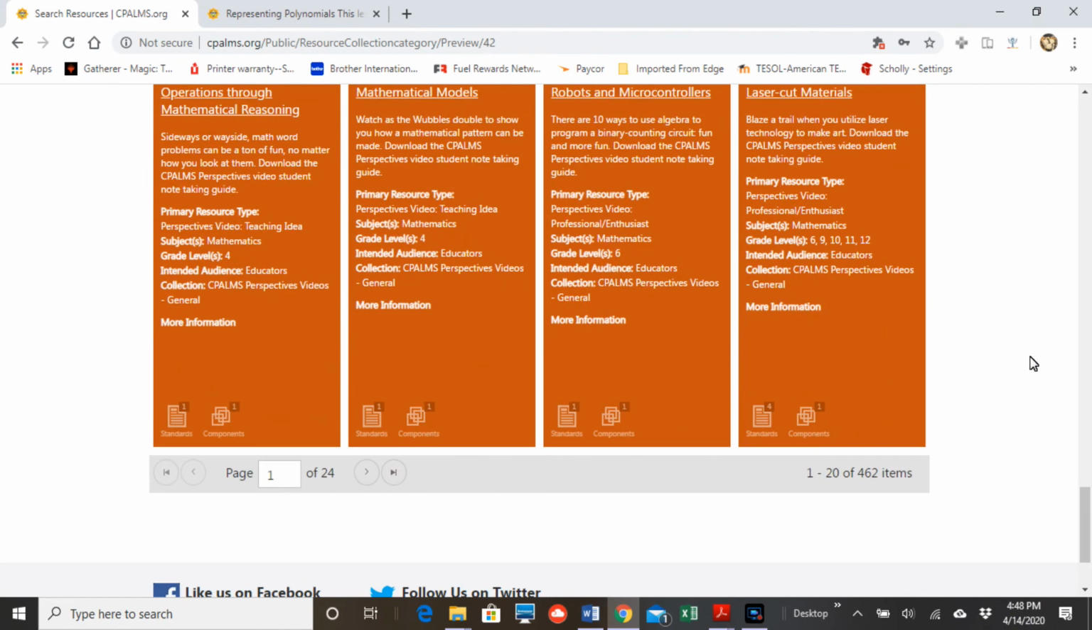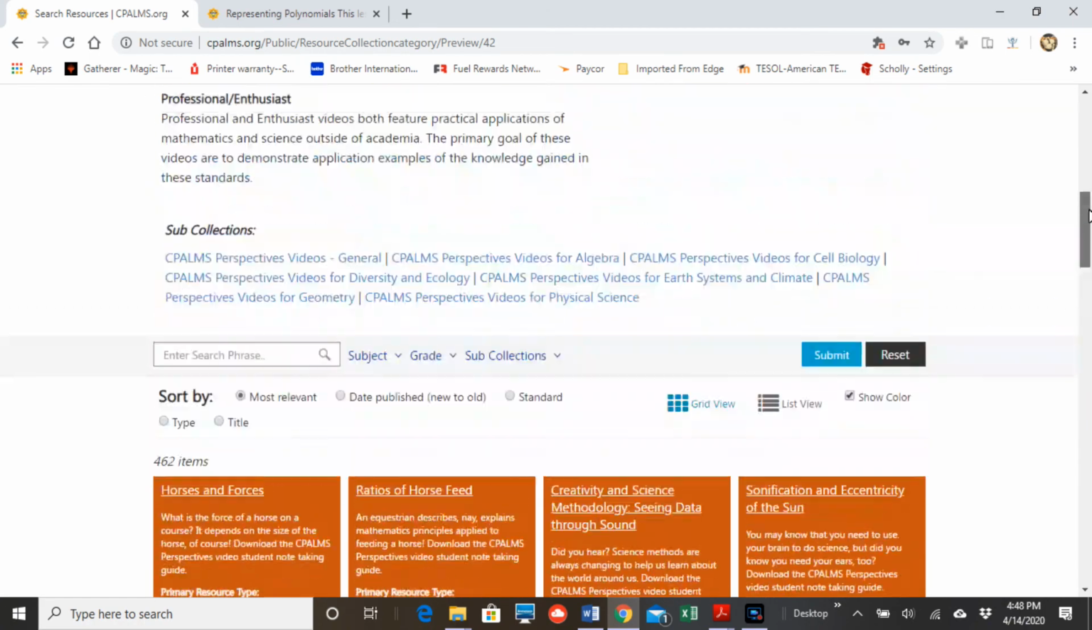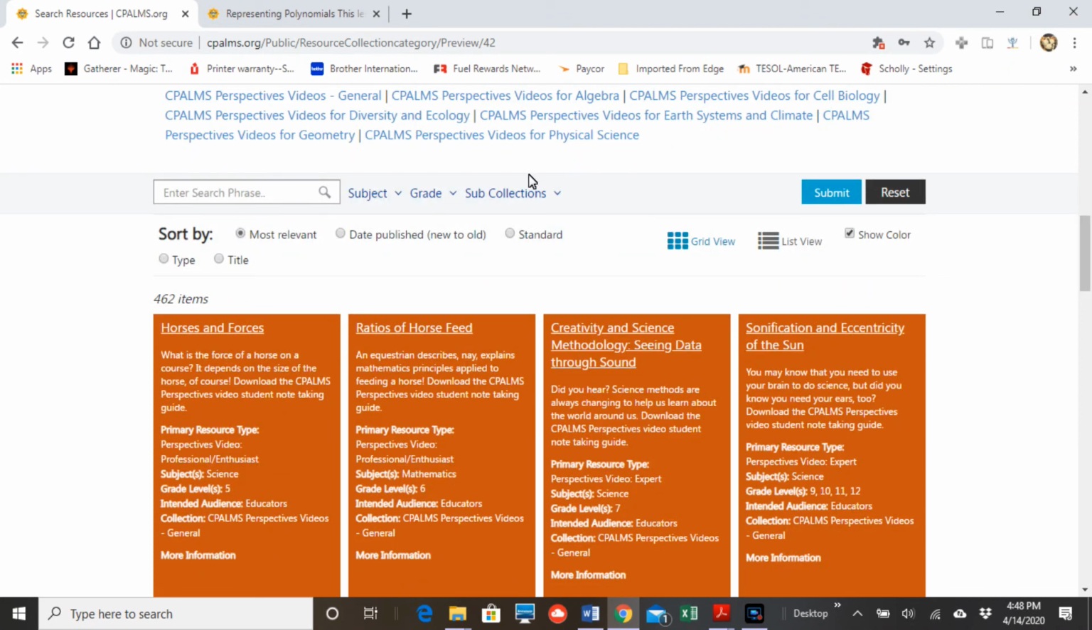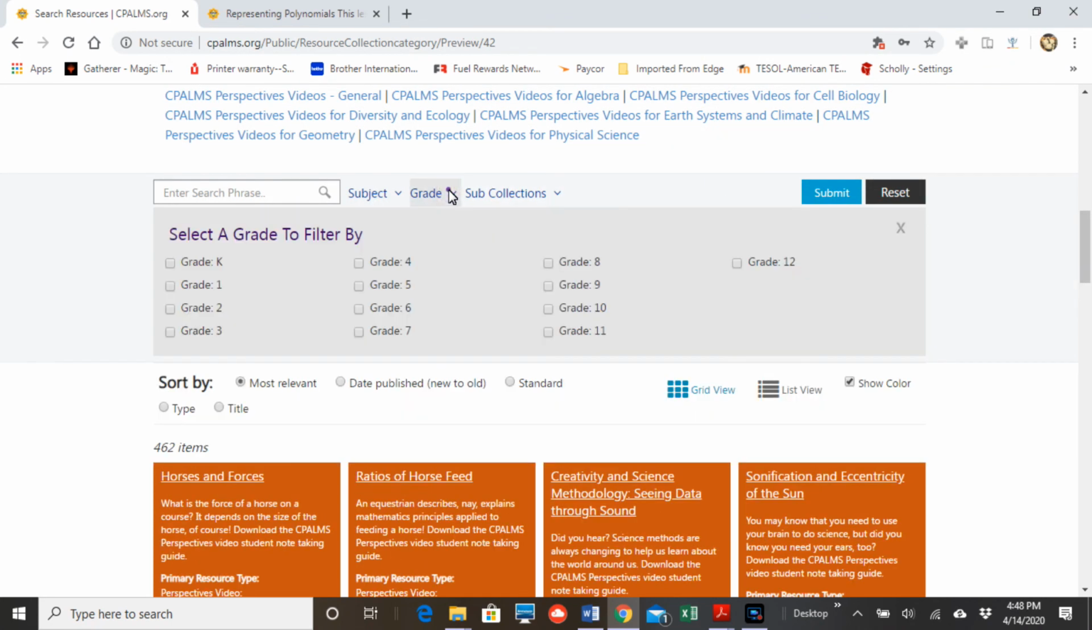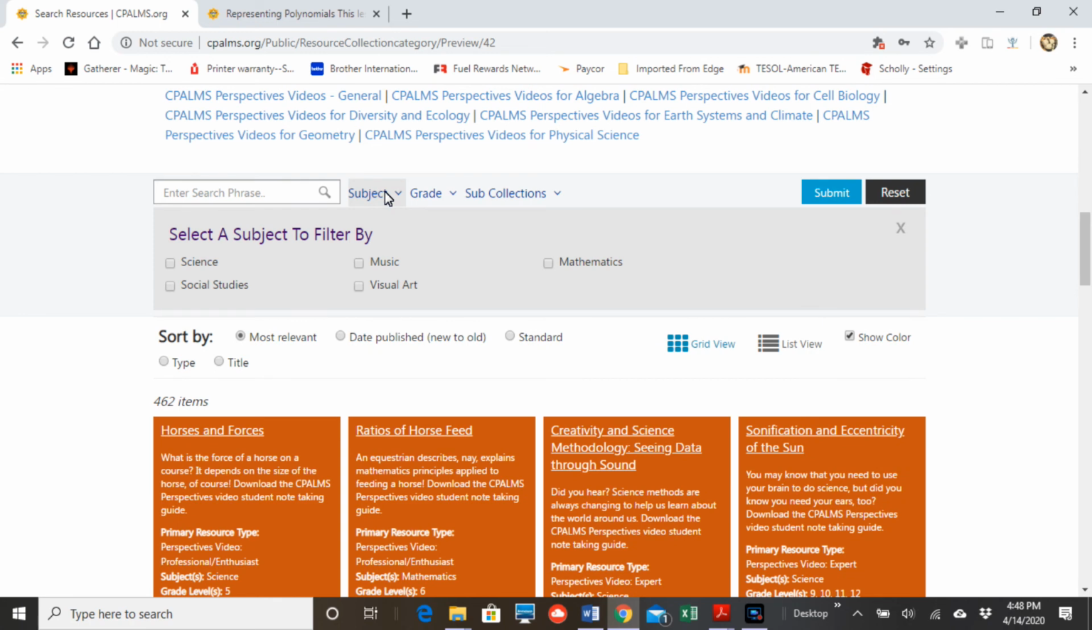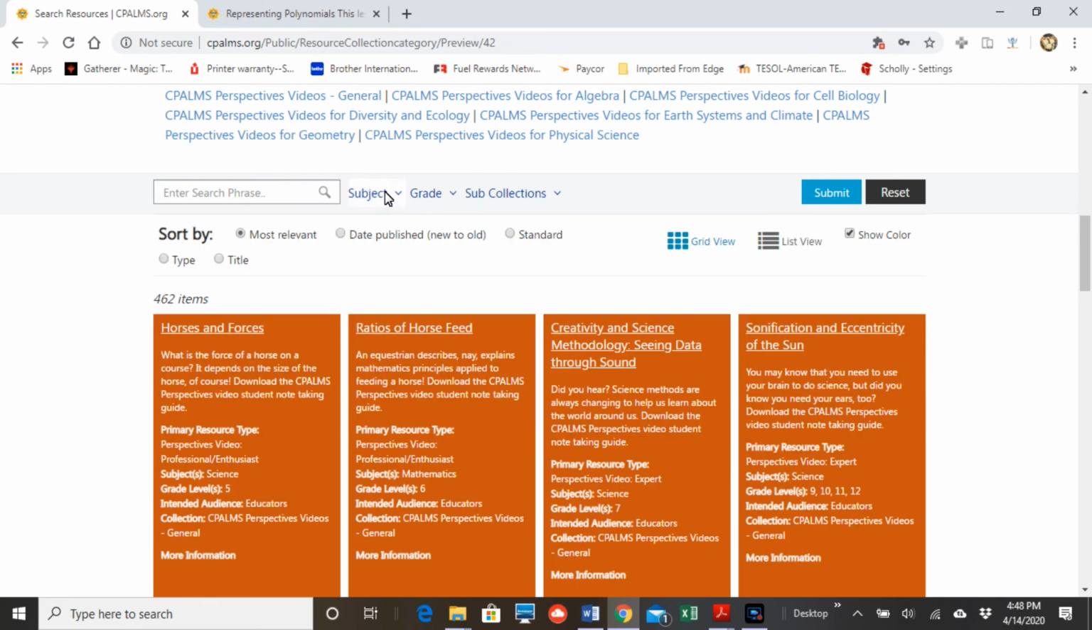So you probably will be very successful. It's organized by grade level and everything. So if you want to sort the information by grade, you can do so, or by subject. Okay, so you have those options available to you.